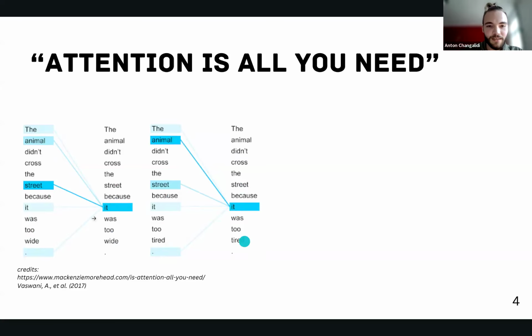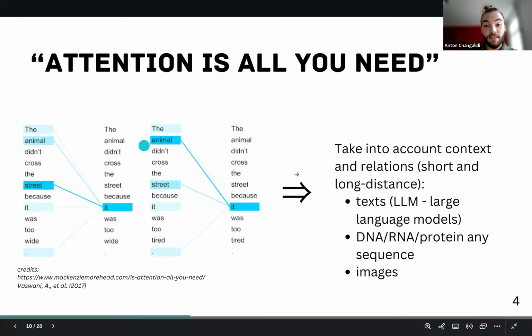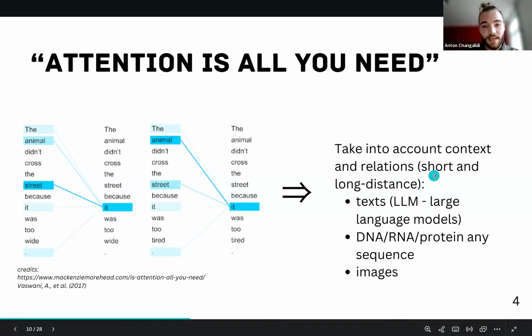And we understand that in the two sentences, where almost every word except one is the same, the "it" refers to different words. We understand that, but usually models do not. And this attention mechanism helps the model to understand which words or tokens or pieces of information are related to what. And these models take into account context and also relations between the pieces of information.